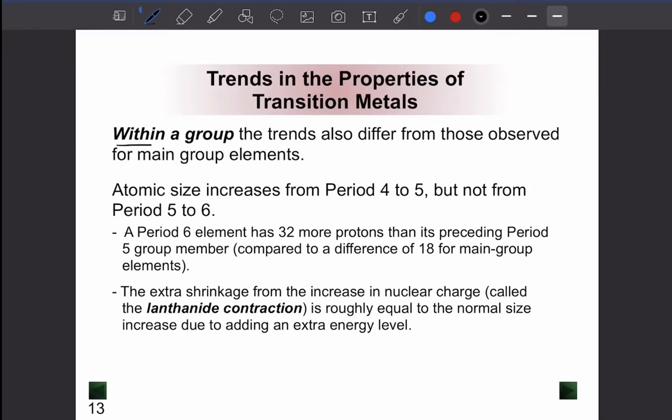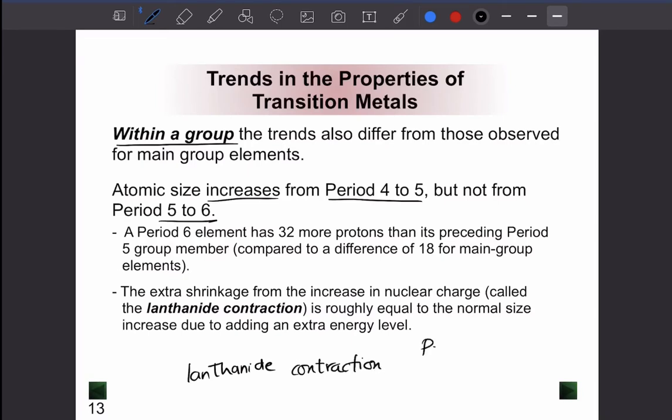Now within a group, the trends are also different for each group. So atomic size increases from period 4 to 5, but from 5 to 6 that does not happen. This is due to a property called lanthanide contraction.